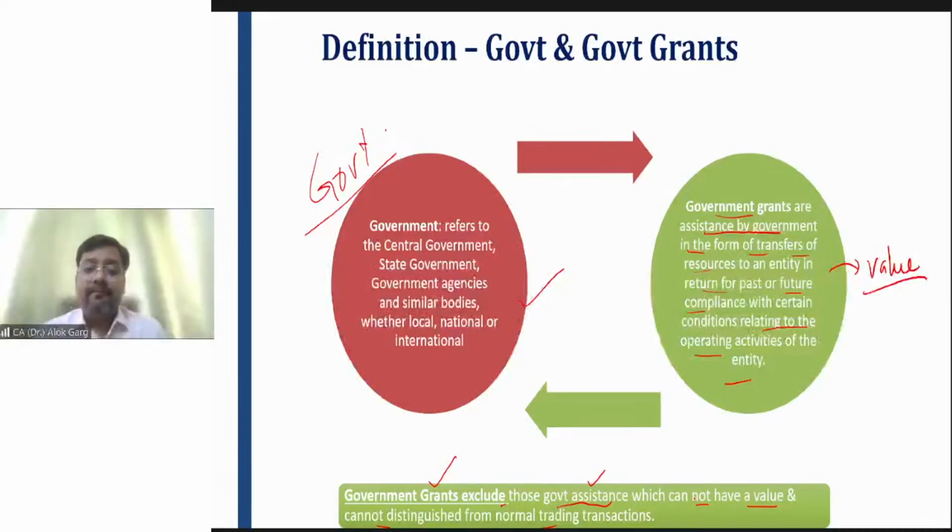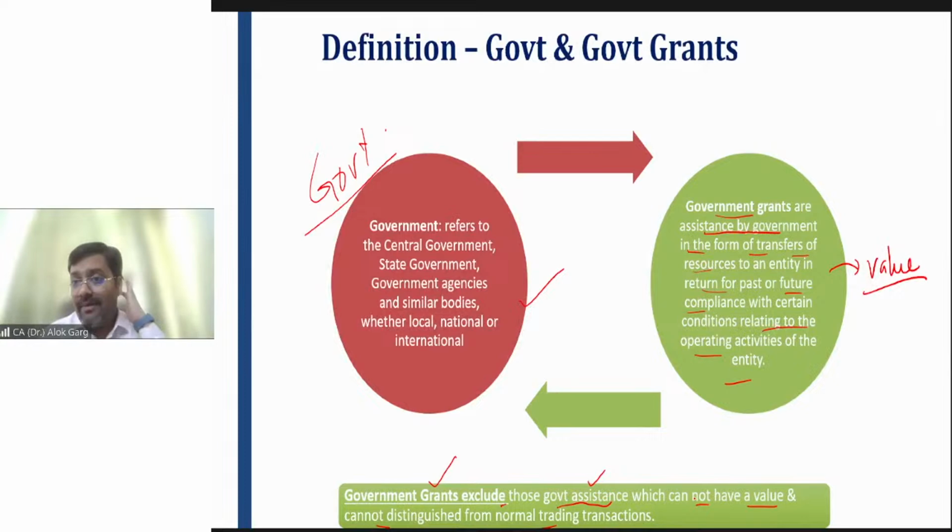Sayyad is asking, when the Satyam computer scam was exposed, the government reformed it with the help of Mahindra. Is the support to Mahindra Satyam a government grant? Sayyad, if the government has supported with some monetary benefits, with some benefits in cash or in kind, which can be measured in terms of value, in that case, yes, it is a government grant.